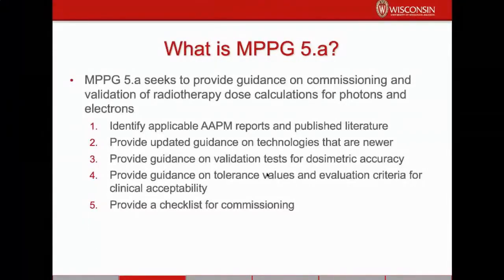The authors of this task group or this guideline had a number of charges, including identifying applicable AAPM reports and published literature that address this topic, providing updated guidance on technologies that are newer than those addressed in some of the earlier task groups on this topic, like Task Group 53, which doesn't cover IMRT and VMAT and other modern technologies. They want to provide guidance on what kind of validation tests should be done to assess dosimetric accuracy and what tolerance values and evaluation criteria should be used to determine whether something is clinically acceptable or not. And finally, they provide a checklist for commissioning so that everyone's kind of working from the same playbook.